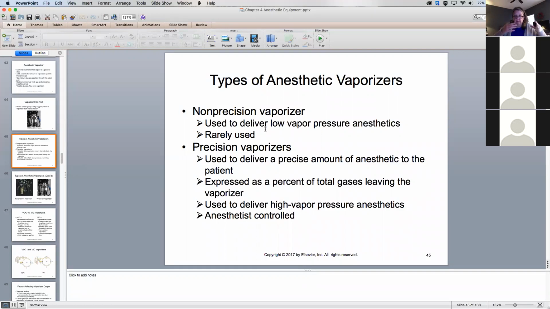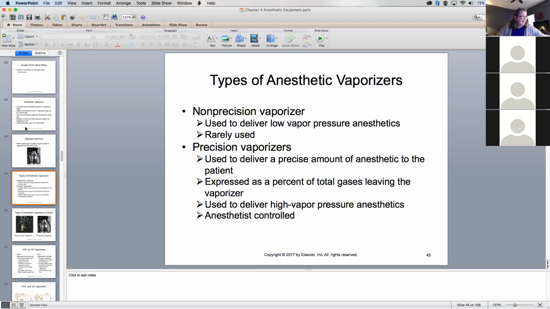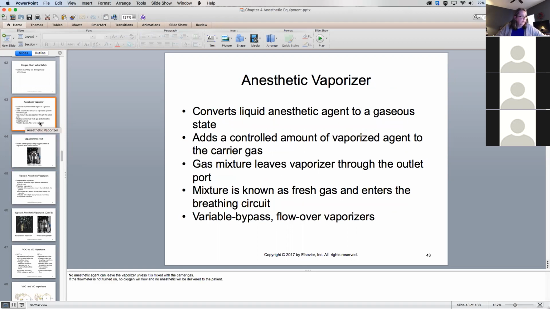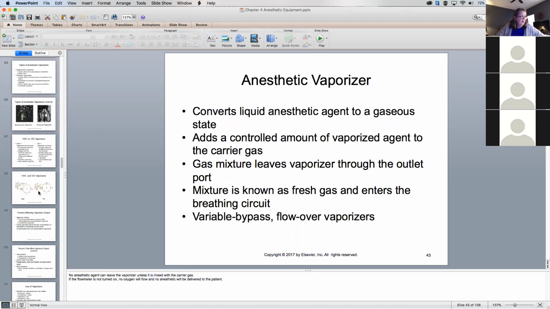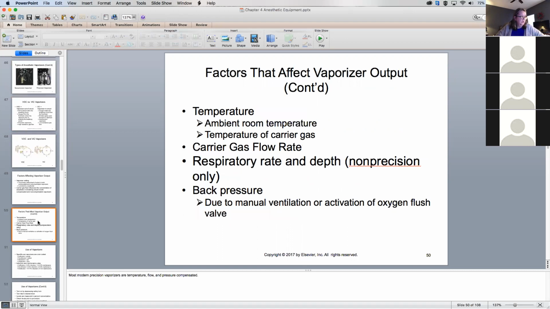The problem is when they made iso and sevoflurane, they have a high vapor pressure, are volatile, meaning they need a little more control. They were not appropriate for the vaporizer in circuit, the non-precision type. So that's the way to understand it. And then, I talked about the fresh gas flow, and the temperature affects it. Respiratory rate only affects a non-precision vaporizer. Again, respiratory rate doesn't affect a precision one.